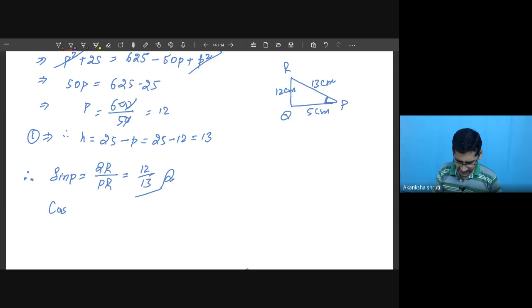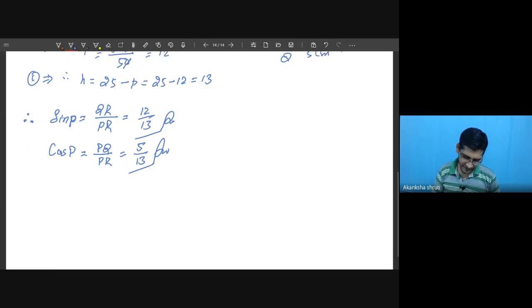Cos of P, this is capital angle P, not a small p. This is the base by hypotenuse. For P, the base is our PQ and hypotenuse is same PR. So this base is given as 5 and hypotenuse we have calculated as the 13. So this is the other answer.